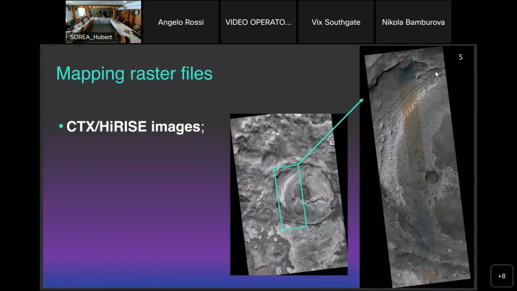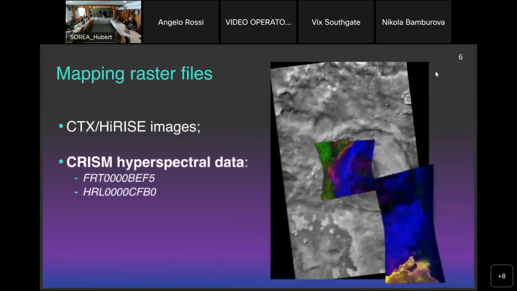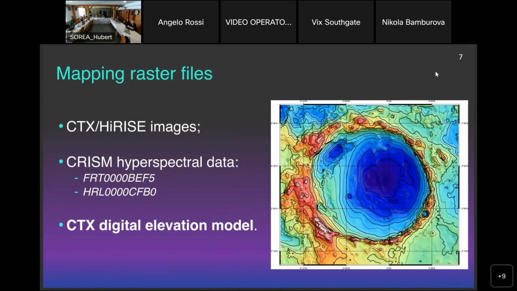And so for the mapping, I have used both CTX and HiRISE images. This is, for example, a HiRISE image. And then I've also used spectral data. In particular, there are these two hyperspectral cubes from CRISM, which cover part of this crater, like these parts. And then I have also used the digital elevation model from CTX.